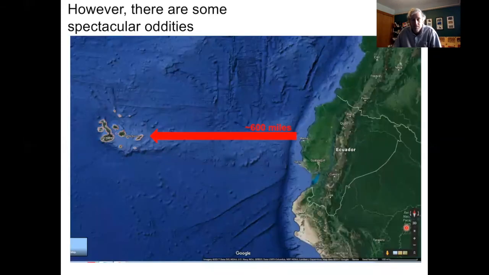However, there are some spectacular oddities when it comes to species on islands. So for example, these are the Galapagos Islands. They're 600 miles of open ocean between the Galapagos Islands and Ecuador. So Ecuador is the mainland continent. It's very biodiverse, part of South America. It's high biodiversity, tropical rainforests, all that sort of stuff. Lots and lots of species. But it's 600 miles of open ocean between Ecuador and the Galapagos.